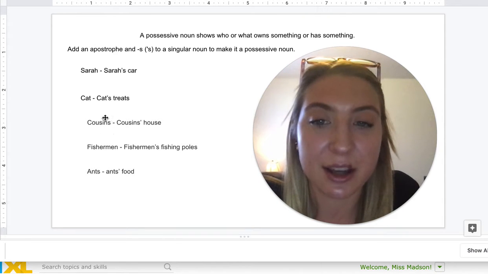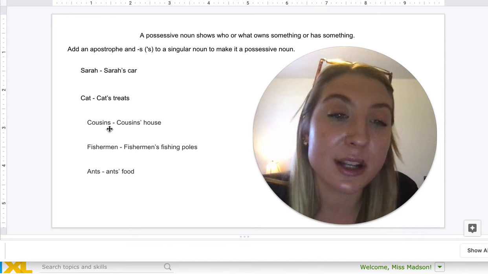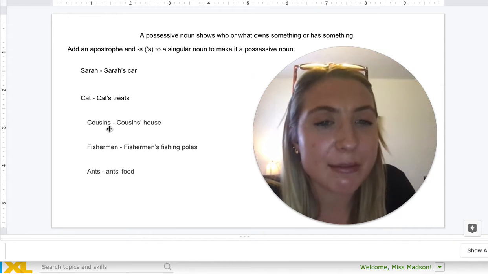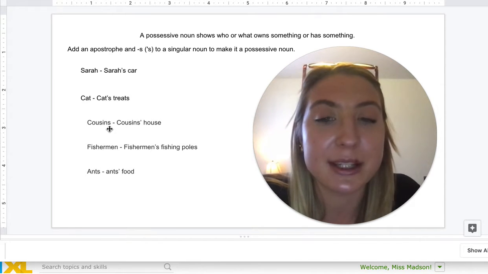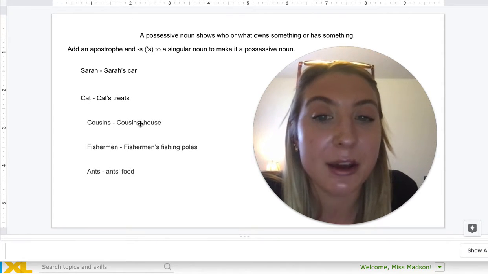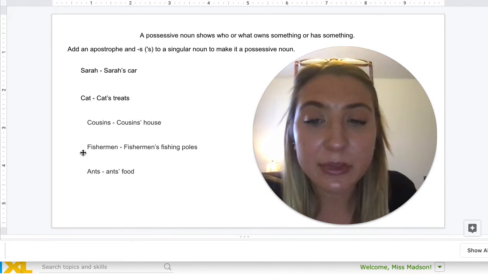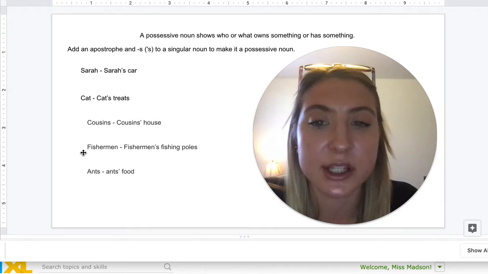But now I get to cousins. Cousins ends in an S and that makes it a plural noun. So now I have to make cousins into a plural possessive noun. But since it already ends in an S, I just add an apostrophe behind the S. Cousins' house.